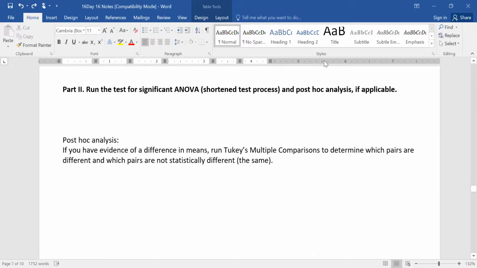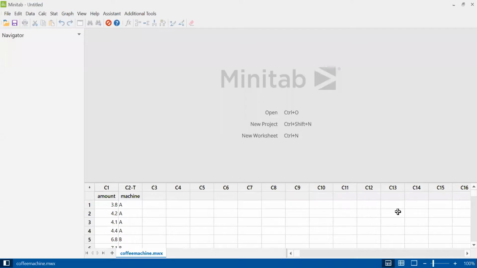So let's go over to Minitab and let's take a look at getting to know our data. So like I said, it's already stacked. Remember, you know it's stacked when you have 2 columns and one has all the numbers and the other one has a different machine.